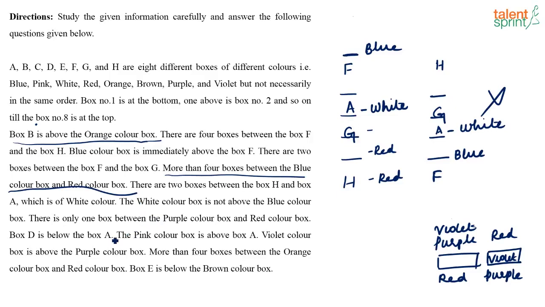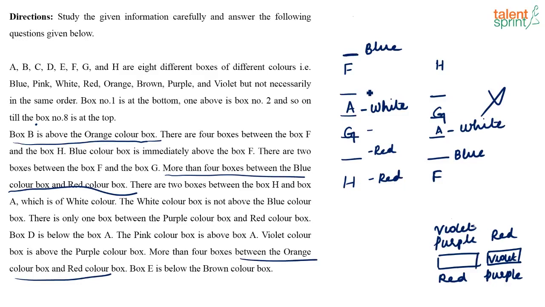Now they are also saying here, where is that orange box? More than 4 boxes are there between the orange colored box and the red colored box. See, it's already given that there are more than 4 boxes between red and blue. So definitely red has to be below somewhere here. Now they are saying there should be more than 4 boxes between orange and red. So where should orange be? See, if I put orange here, then 1, 2, 3, 4. Yes, this can be red, right?